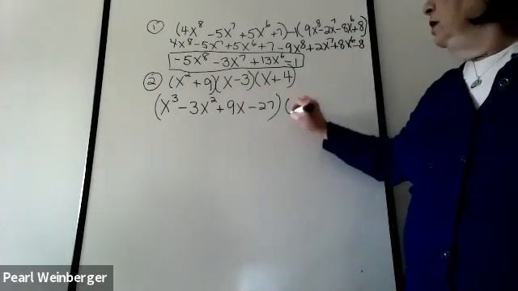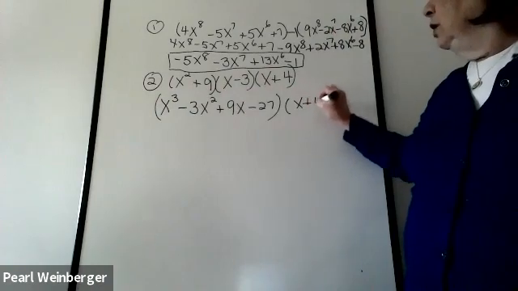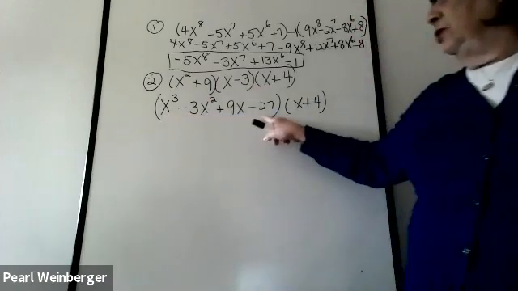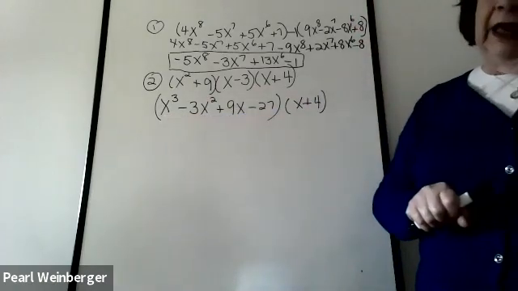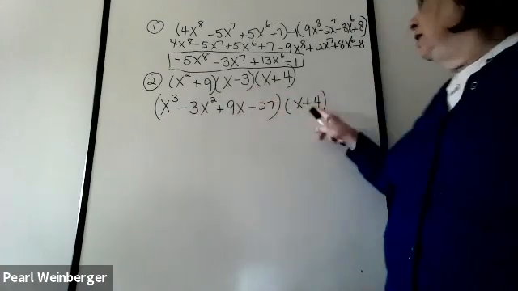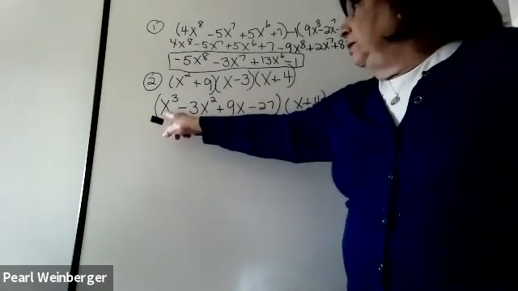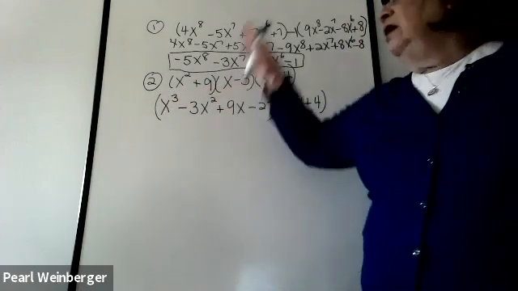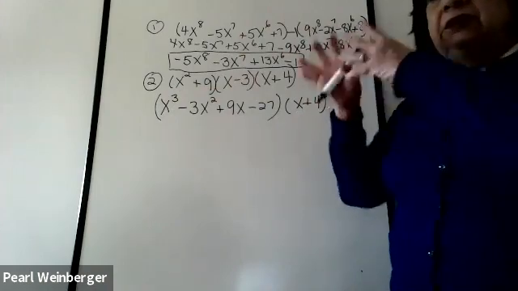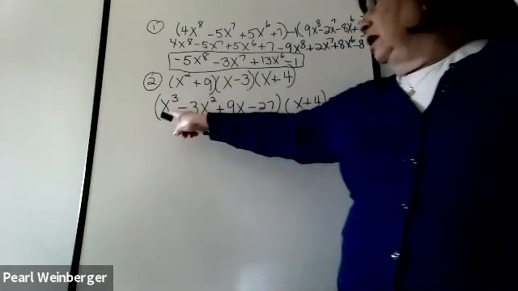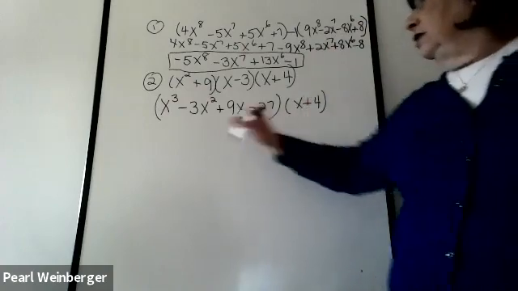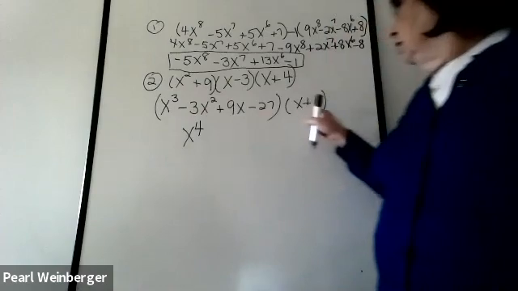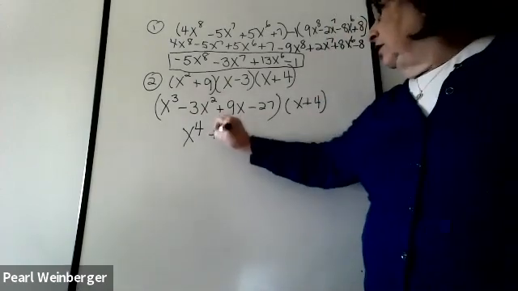But we have to multiply this by x plus 4, which means I'm going to take each of the terms in this first parentheses and multiply first by x, then go back and multiply them by the 4. So first multiplying, now it's not FOIL because it's not binomials, but it's still each term in the first parentheses times each term in the second parentheses. x to the third times x will give me x to the fourth. x to the third times 4 is 4x to the third.